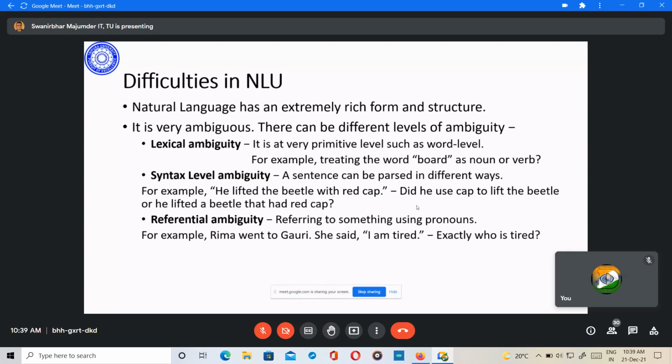Now coming to referential ambiguity. Referential ambiguity means, say, Rima went to Gauri. She said, "I am tired." When the written text is like this, who exactly is tired is the problem. Whether Rima is tired or Gauri is tired is not clear here, isn't it? Getting what I want to explain?